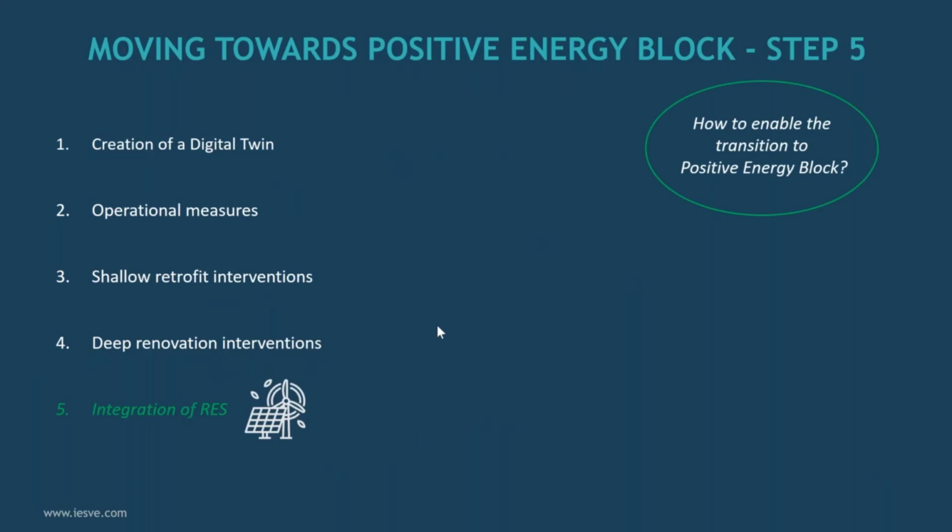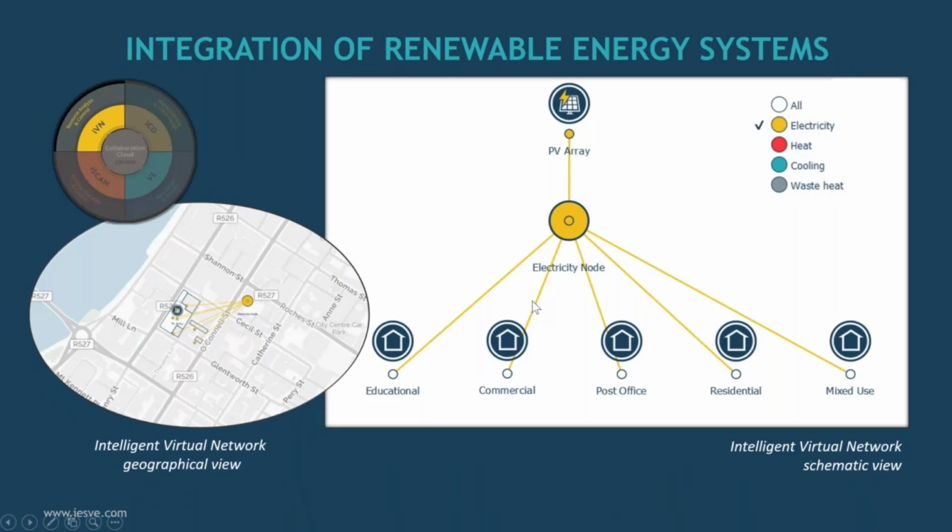So the next step will be how, from this 1.2 gigawatt hours, we can reach zero. We need the integration of renewables, which always comes after the energy intervention on the building, because if we just apply photovoltaic panels to a building which is performing very badly, it's not an ideal situation.